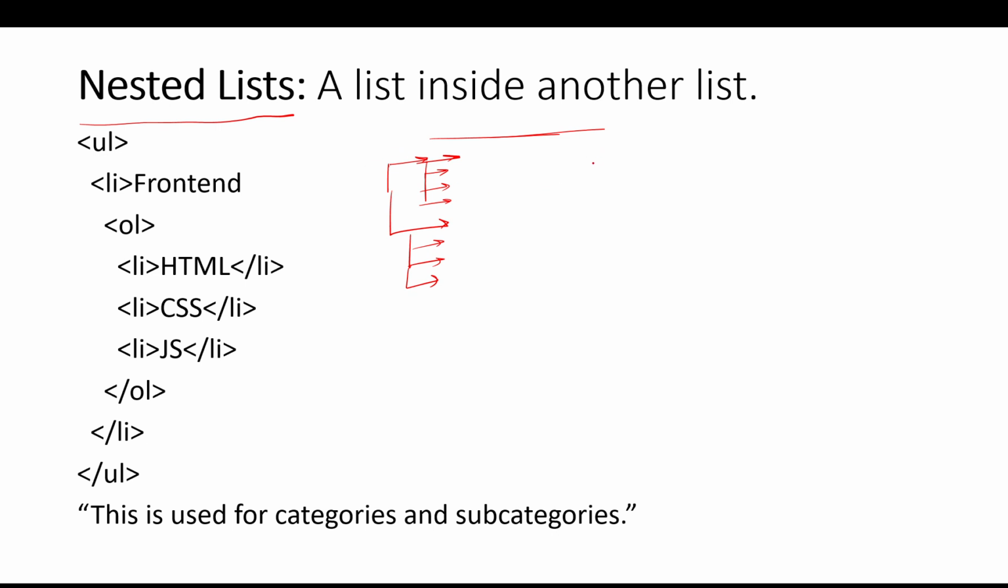For example, front end contains the HTML, CSS, and JavaScript. So if the content you want to display is like this, then we need to use the nested list. Here the front end is in the unordered list, so we use the UL, and inside the unordered list we are having the ordered list. So we displayed the items in the sequence of numbers.